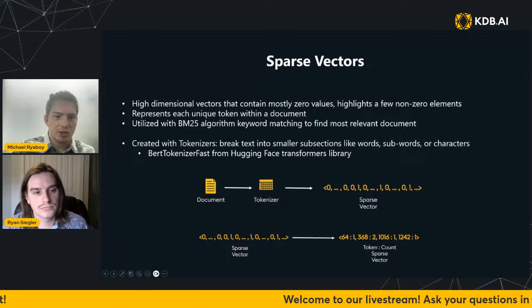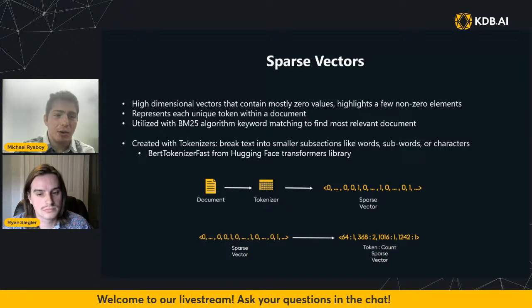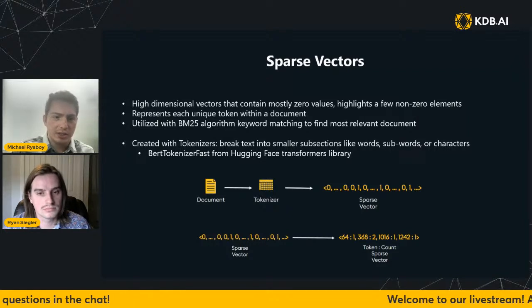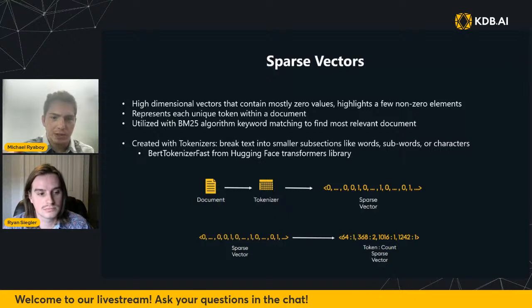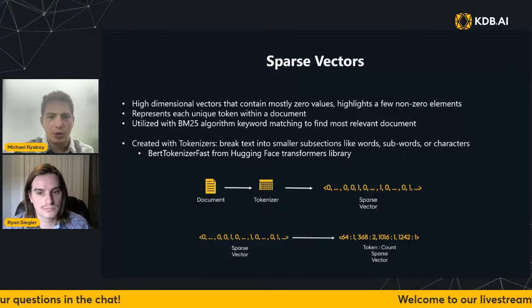And sparse vectors have the advantage that they basically count how often your keywords happen, right? So again, we use a tokenizer. In this case, we use BERT tokenizer fast from Hugging Face, for example. And these tokenizers break text into smaller subsections. And then we could take account of how often each token happens and use that to enhance our search.